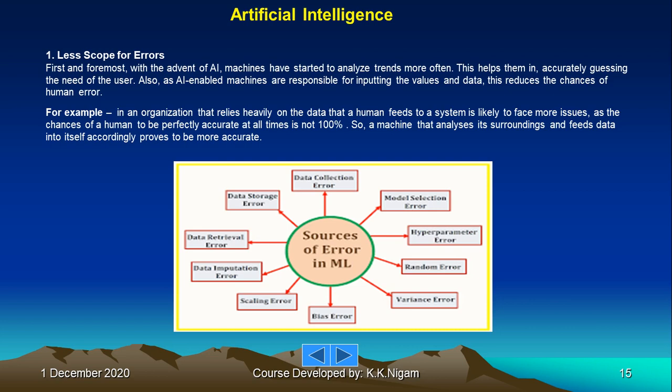For example, an organization that relies heavily on the data that a human feeds to a system is likely to face more issues, as it is not possible for a human to be perfectly accurate at all times. 100% accuracy is not always possible. So a machine that analyzes the surroundings and feeds that into the system itself accordingly proves to be more accurate.